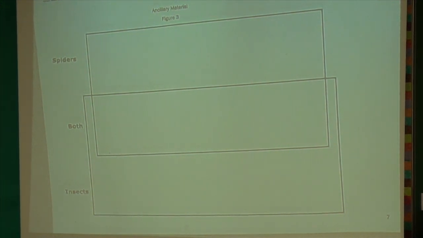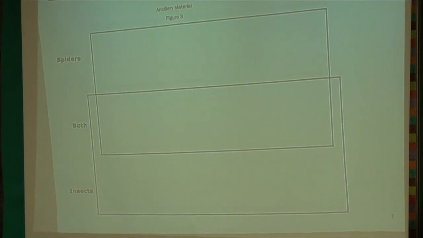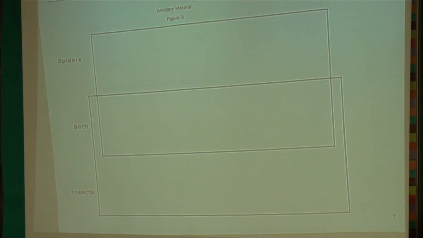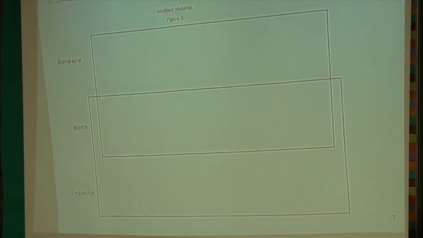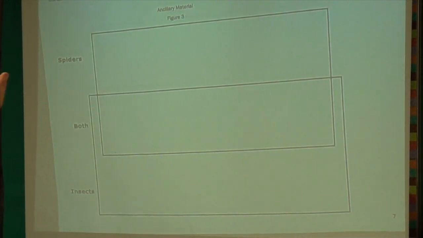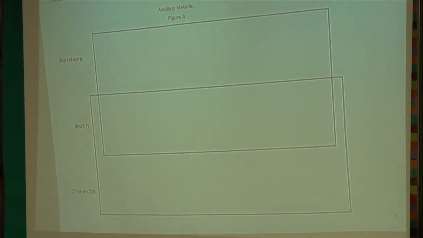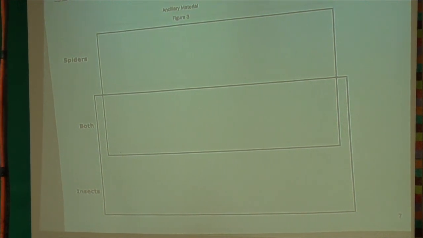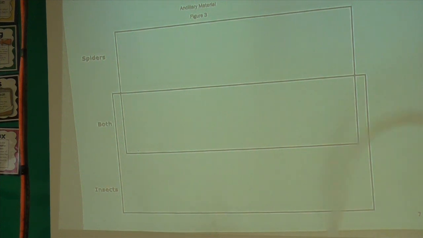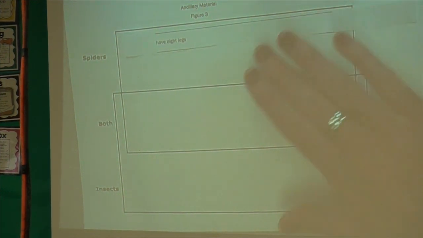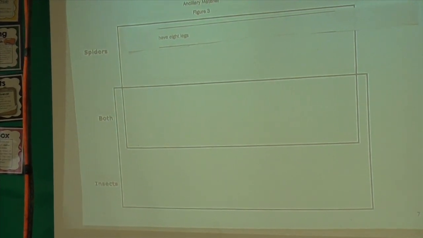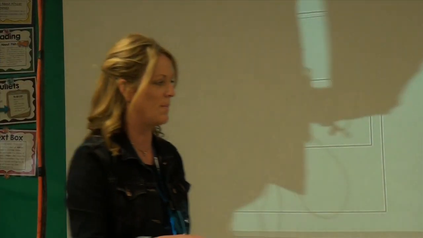So which characteristics do you know to be true about spiders? If you look at these characteristics, which do you know to be true about spiders? Victor? That spiders have 8 legs. Spiders have 8 legs. So I am going to take spiders have 8 legs and put that into here. I'm going to give you the Venn diagram so that you can be doing it with me.